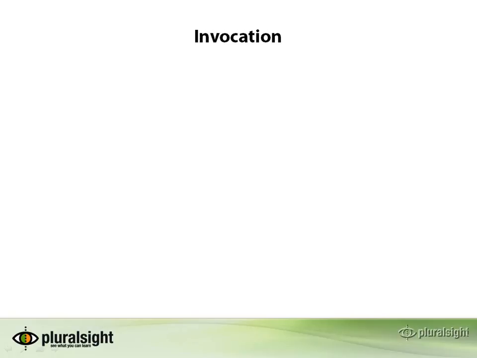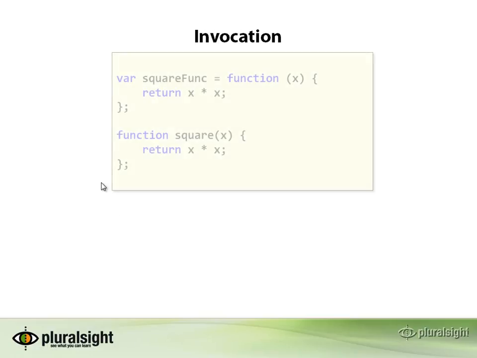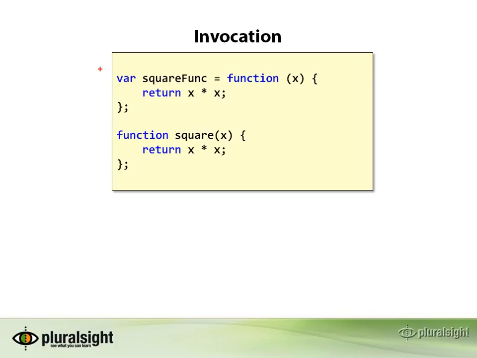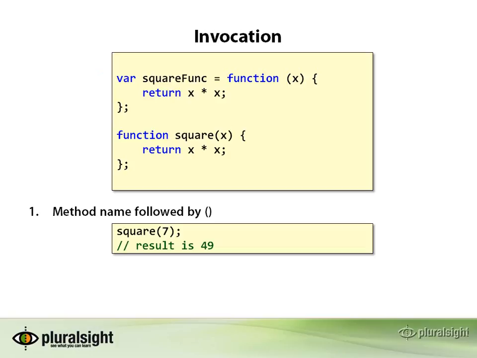Now we can declare functions, but functions aren't much good unless we can call them, and so we come to function invocation. Let's take a look at some example functions. Okay, so here we have the same function declared twice. The first time is the anonymous function assigned to a variable style, and the second one is just the standard function declaration.